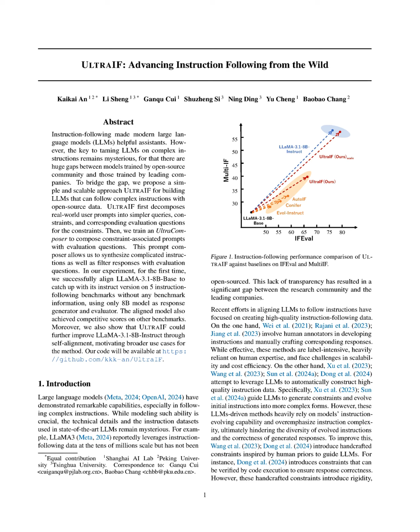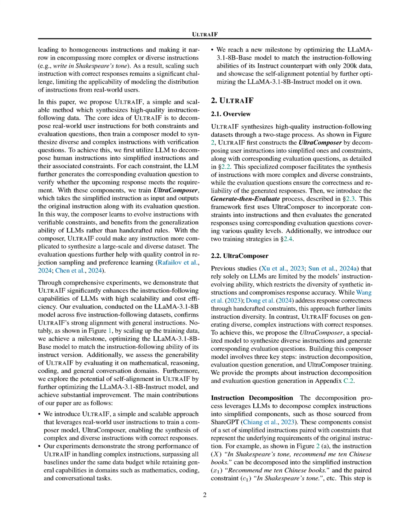limitations of existing methods that either rely heavily on human annotators or solely on LLMs' instruction-evolving capabilities. The current approaches face challenges in scalability, cost efficiency, and the diversity of instructions, often resulting in low-quality samples. ULTRAIF introduces a two-stage process that decomposes real-world user instructions into simplified components and constraints, while also generating evaluation questions to verify the correctness of responses.